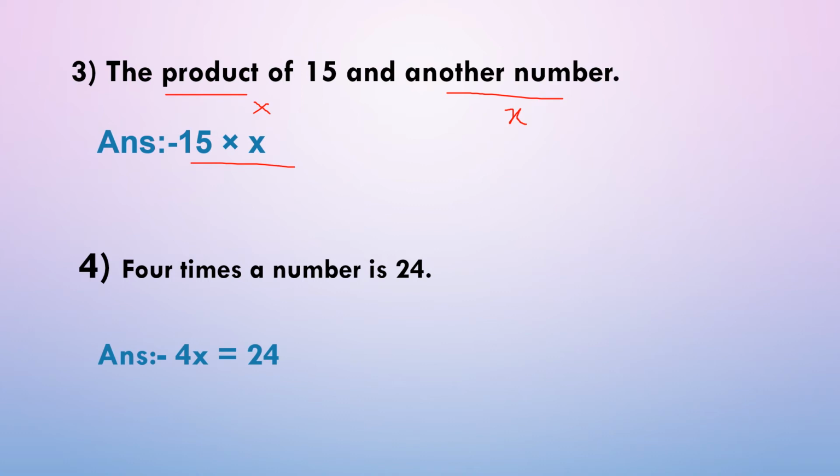4 times a number is 24. 4 times a number means what? 4 and times means what? Into. A number is not given to you, so you have to take it as X. Is 24. Is 24 means what? Equal to 24. So 4x is equal to 24 is the expression form here.